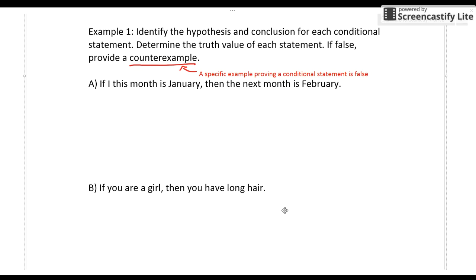All right. Let's take a look at example 1a. And oops, I have a typo here that I did not fix earlier. So you want to make sure to cross out that extra I. Okay. If this month is January, then the next month is February.